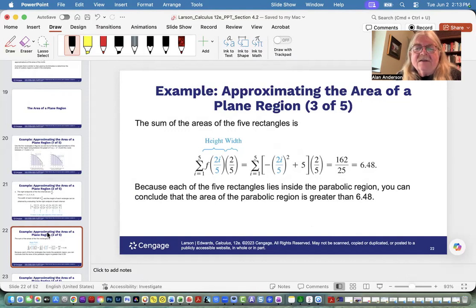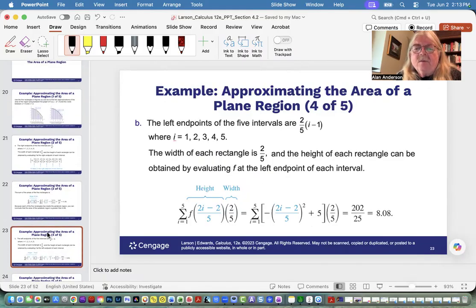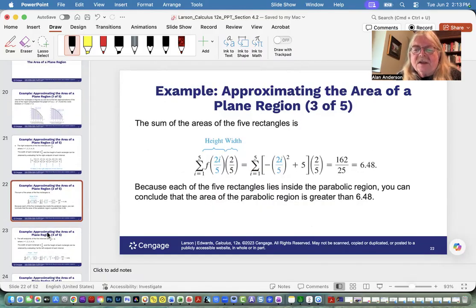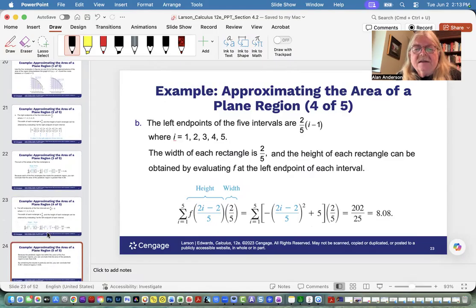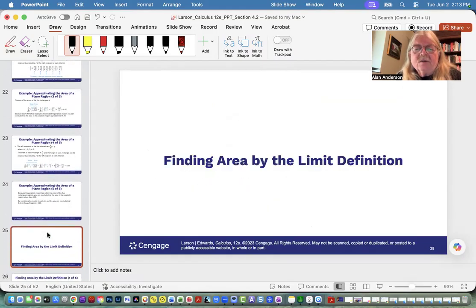So yeah, they're giving us a rough idea. They're showing us what the actual areas are. The one on the left, the ones that are understating, are 648. The ones on the right are 808. And of course, the actual area is in between somewhere.